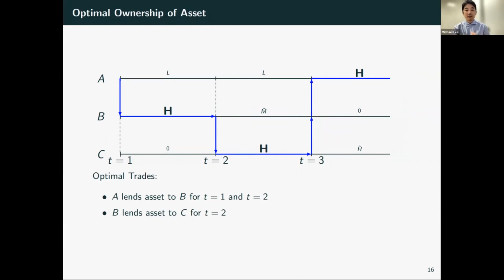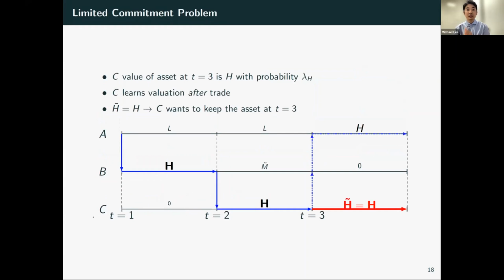So let's think about the 2 key tensions that are embedded in the model. The first is the obvious limited commitment problem. The limited commitment problem arises because some of the traders, in particular C, learn their true valuation of the asset after the time of trade. In particular, at time 3, C sometimes highly values the asset with some probability. And this means that whenever C privately learns later on that he values the asset highly, if he has control over the asset, he wants to hold on to the asset instead of returning it to B.